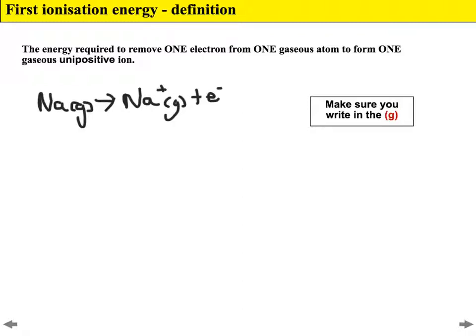So the way we do first ionization is you always have a neutral atom and it must be in the gaseous state. So make sure you include that brackets, little g. So you've got this gaseous atom turning into this gaseous positive ion, plus an electron. You can see that electron was part of that atom. It's now split up into a positive ion and an electron. And if you don't include both the g's, you wouldn't get the mark.